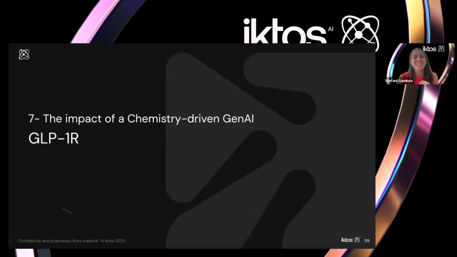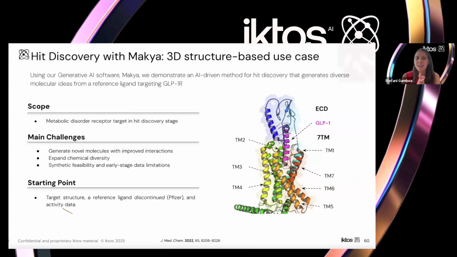Yeah, absolutely. So this use case highlights the kind of problem solving that you can achieve in Makia when working with a challenging target like the GLP-1R transmembrane protein. Just for introduction, GLP-1R is a particularly important target because when activated by its natural agonist, GLP-1, it triggers a G protein signaling cascade that leads to insulin release and glucagon inhibition. So this makes it a very important target in the treatment of diseases like, for example, type 2 diabetes.